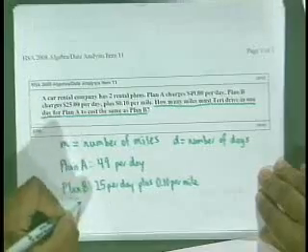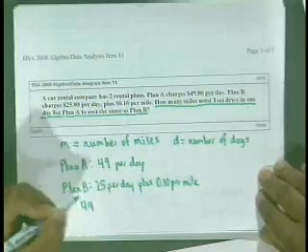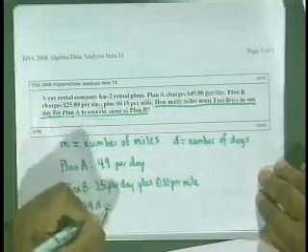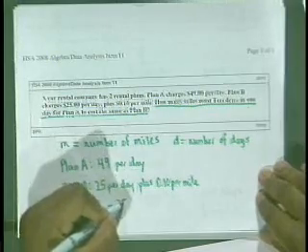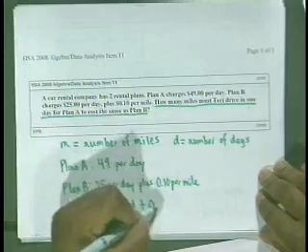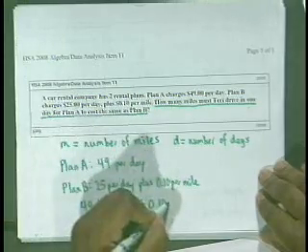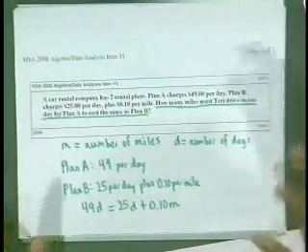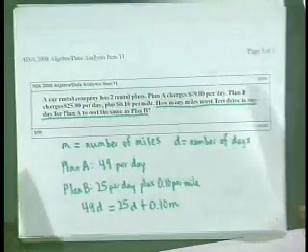So plan A is $49 per day. We said D is going to represent our days, equals $25 per day plus 10 cents per mile. And we said miles are going to be M. Now, we also know that the number of days is going to be 1, because the question says how many miles will it take for them to be equal if Terry only rents the car for 1 day. So we already know that D is going to be 1.